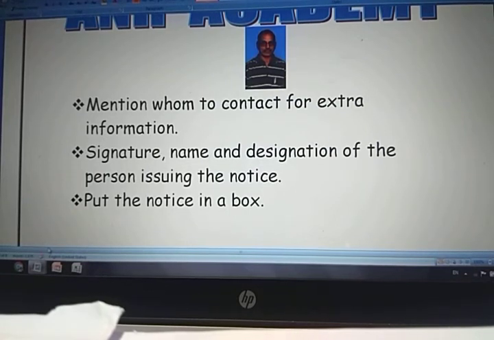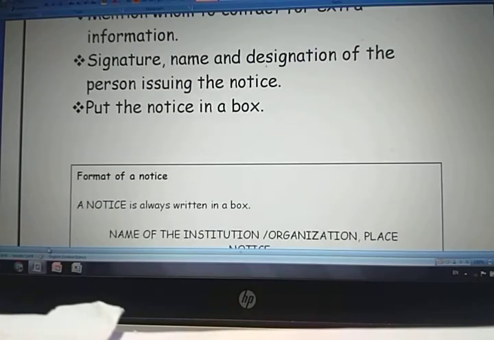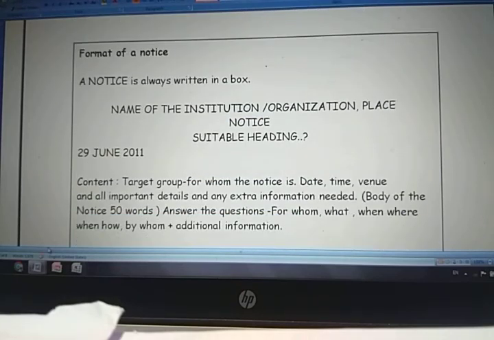Next, everything you should keep in a box. And it should be displayed very nicely without any cuttings and everything. And as far as possible, you should write one writing skill in one page. So your notice should be in the middle of the page. Clear? So now let us see the format.